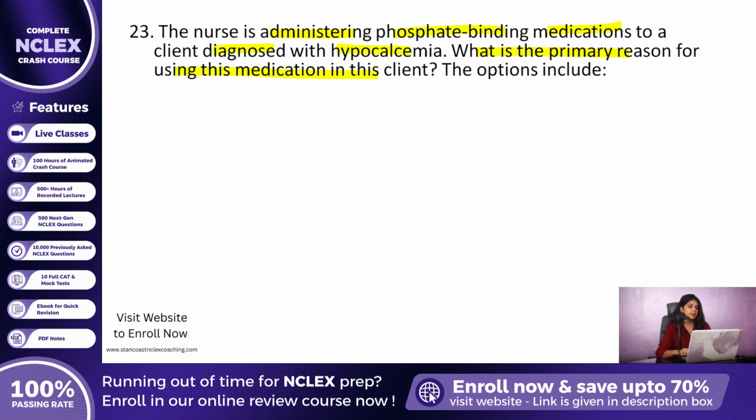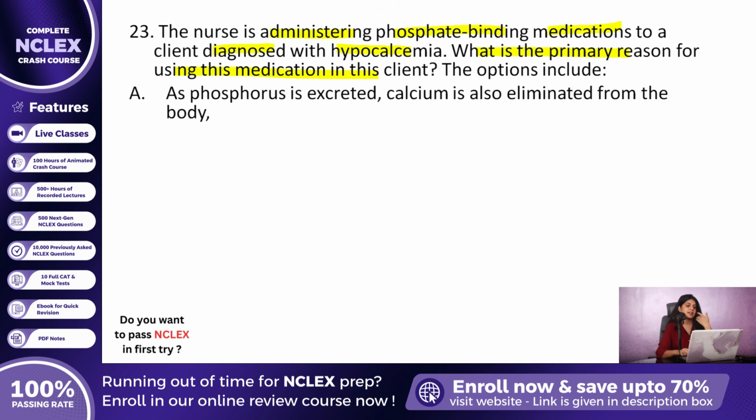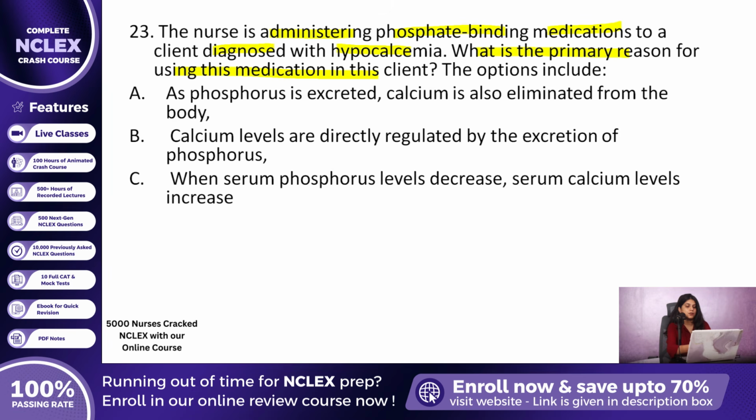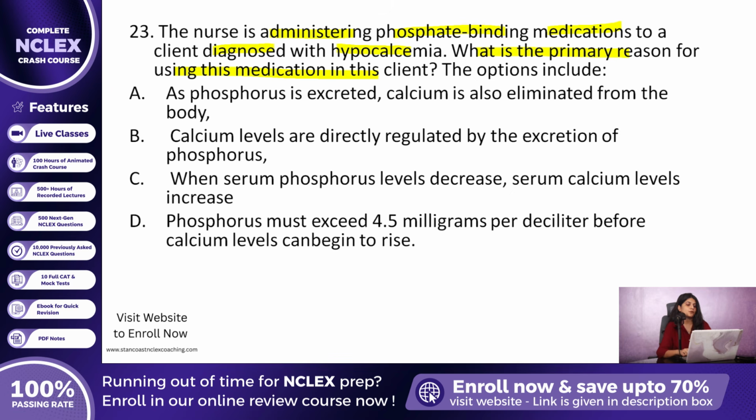The options include A. As phosphorus is excreted, calcium is also eliminated from the body. B. Calcium levels are directly regulated by the excretion of phosphorus. C. When serum phosphorus levels decrease, serum calcium levels increase. Or D. Phosphorus must exceed 4.5 milligrams per deciliter before calcium levels can begin to rise. The correct answer is option C. When serum phosphorus levels decrease, serum calcium levels increase.